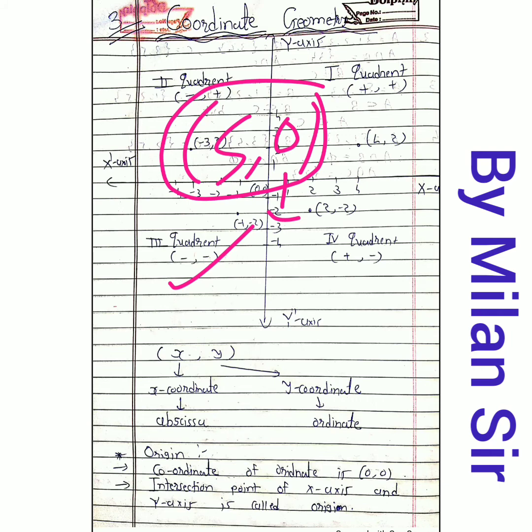We cannot say that this point lies in the first quadrant. It is wrong. Here both signs are positive, right? But even then we cannot say that this point lies in the first quadrant; we need to say that this point lies on the x-axis.